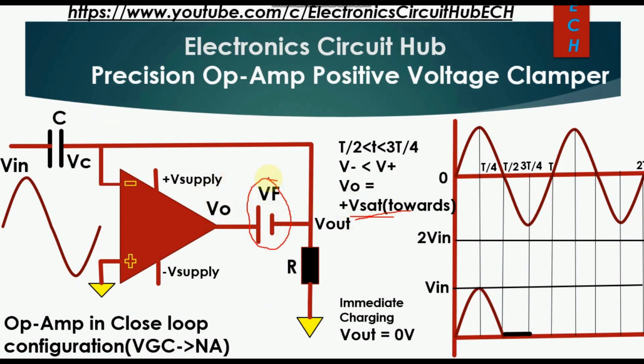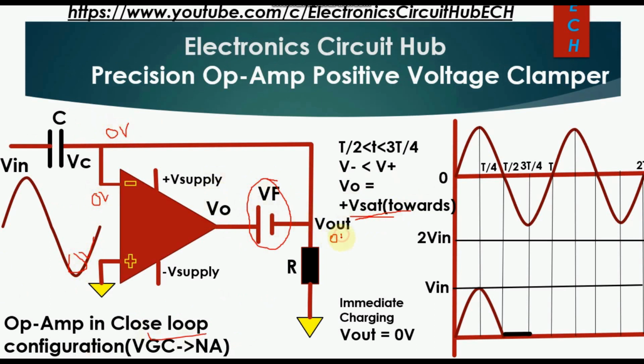At that point of time, the op-amp goes in closed loop configuration and VGC is applicable now. That means your virtual ground concept is applicable now. Here you have 0 volt, then your inverting terminal will also have 0 volt. So here you have 0 volt and here you have 0 volt. V out equals 0 volt at that time.